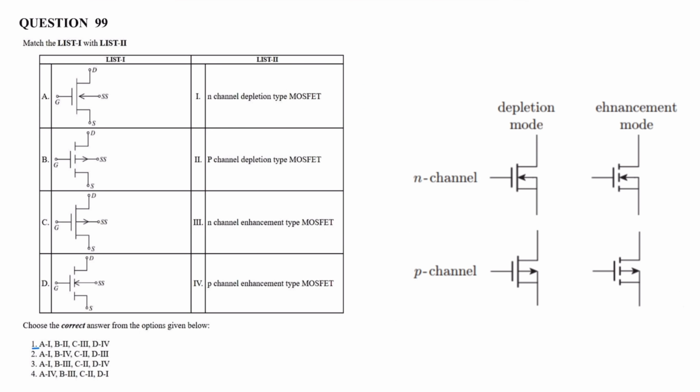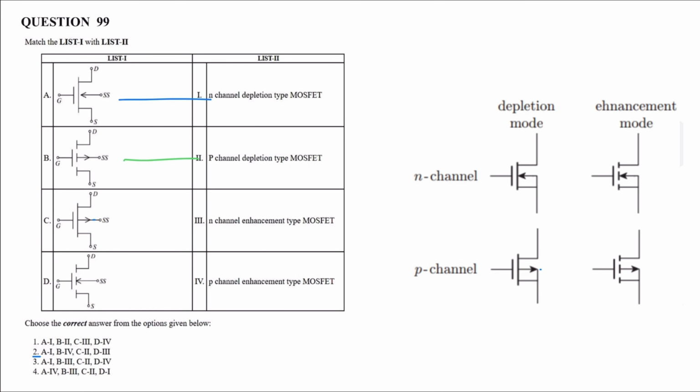Question number 99. In depletion MOSFET, the line is continuous, whereas for enhancement MOSFET, the line is broken. In case of N channel, the arrow on the substrate is towards the transistor. For P channel, arrow on the substrate is away from the transistor. So we need to identify the symbols. The first one has a continuous line and the arrow is towards the transistor, hence it is N channel depletion MOSFET.